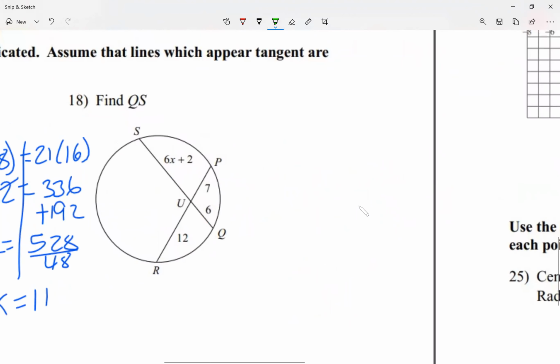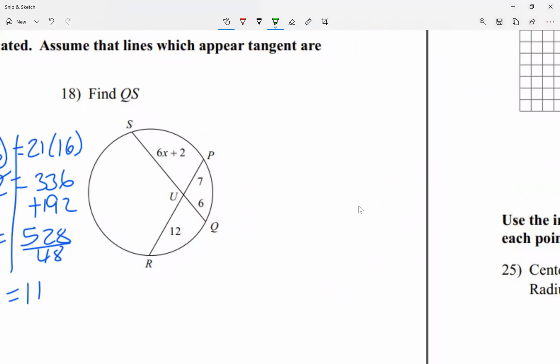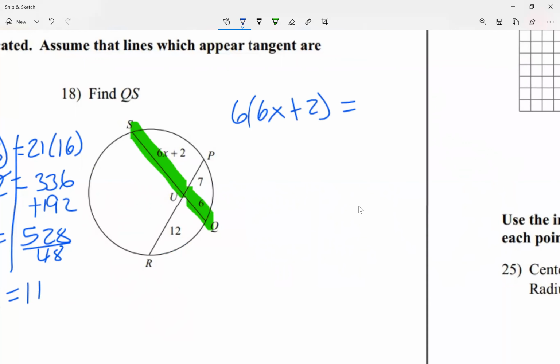Let's take a look at number 18. So I'm going to say my first chord, I'm going to multiply the measurement 6 times 6x plus 2. All right, so let me write that down. 6 times 6x plus 2 equals, because of the other chord, I'm going to multiply 7 times 12. So 7 times 12.